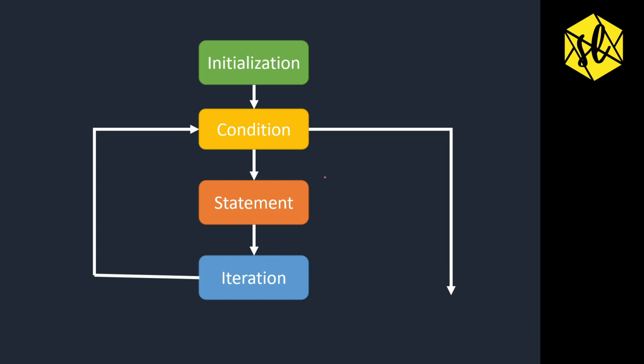So first of all, we initialize the value, then we give a condition, then the statement. The condition is checked. If the condition is true, the statement part executes. If it is false, the program ends. Then, after executing the statement, the iteration part executes. We change the initialized value, and then again it goes to the condition part.